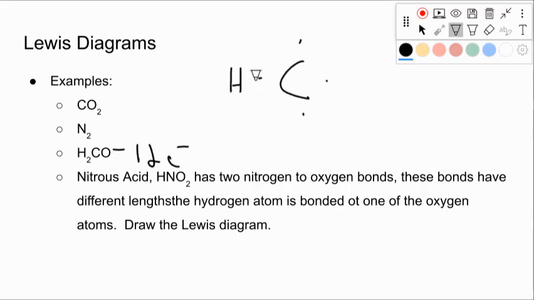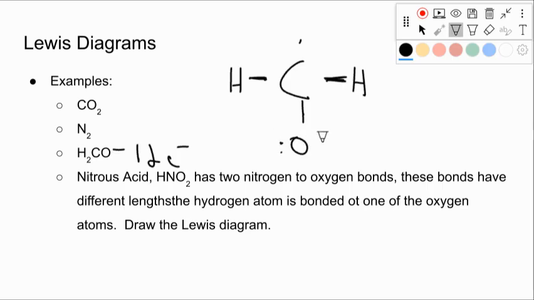So I'm going to put a hydrogen over here. You want to make it as symmetrical as possible. There's more science behind why it does this, but for right now, just make it symmetrical around the carbon. We'll talk more about that in the next section.